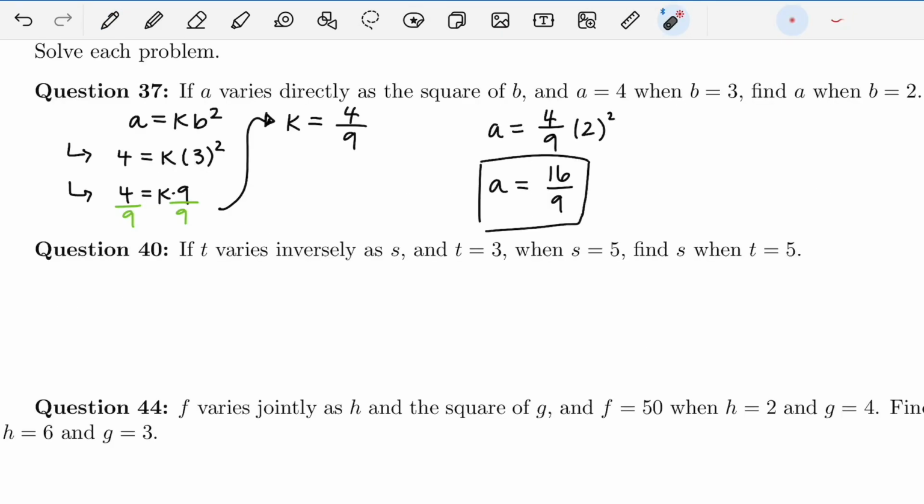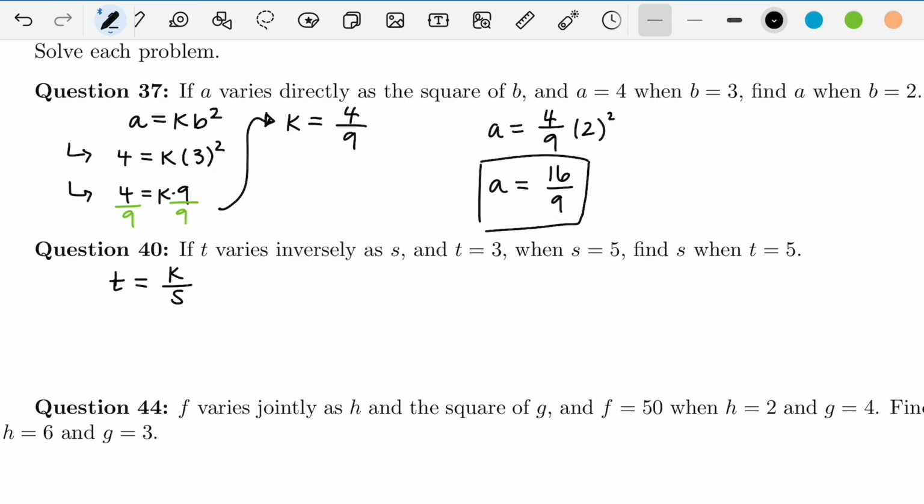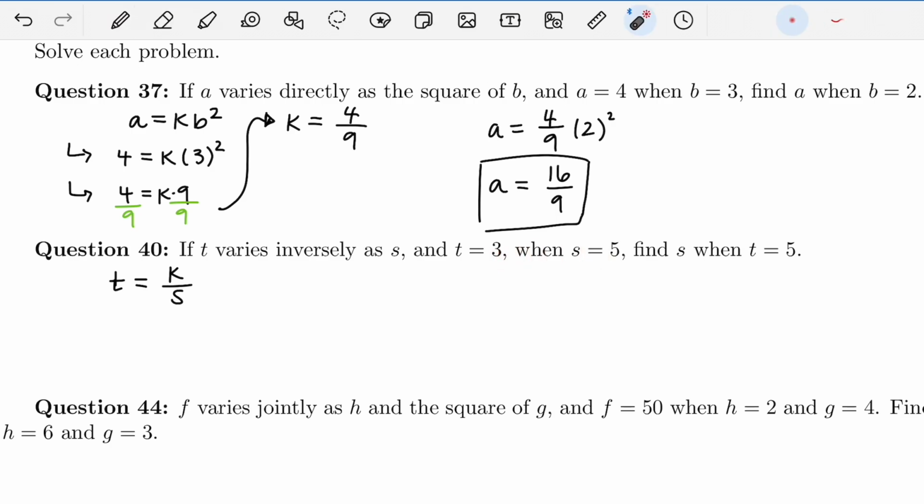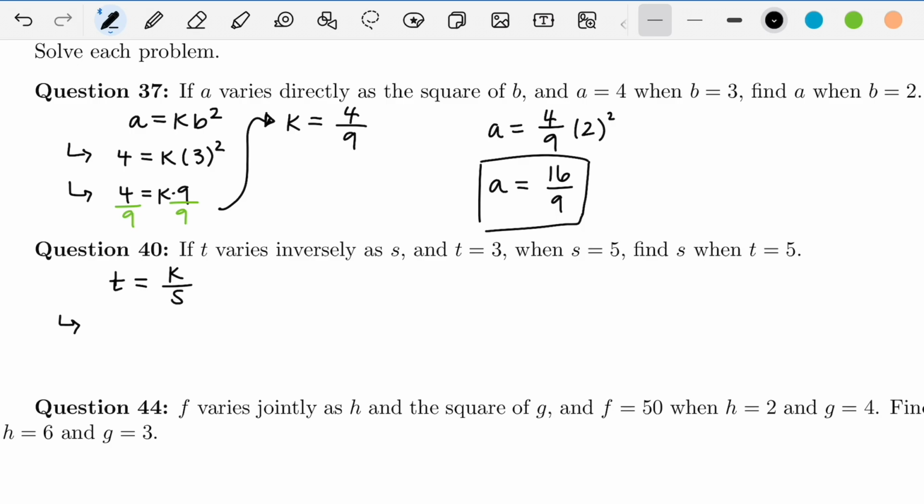All right, so for question 40 here, we're told that t varies inversely as s. So in this case, we're dealing with inverse variation. We're going to set up an equation to represent this. So we have t is equal to our constant of variation over s. Now, we're told that t is equal to 3 when s is equal to 5. So we plug in that information and then solve for our constant of variation. We have 3 is equal to k divided by 5. Solving for k, we multiply by 5 on both sides, and we end up with k is equal to 15.